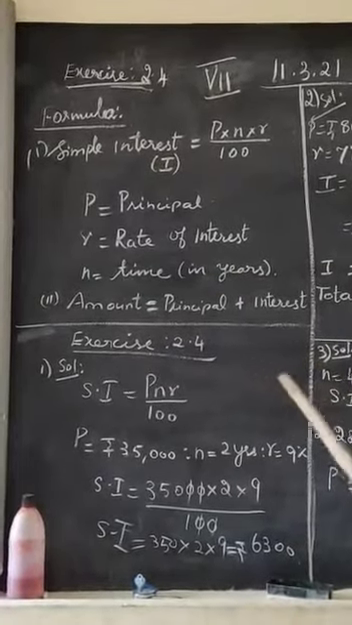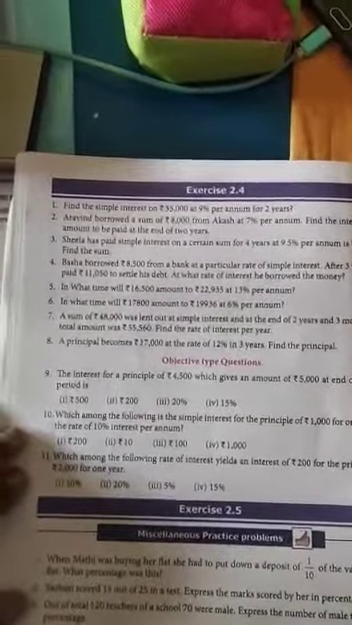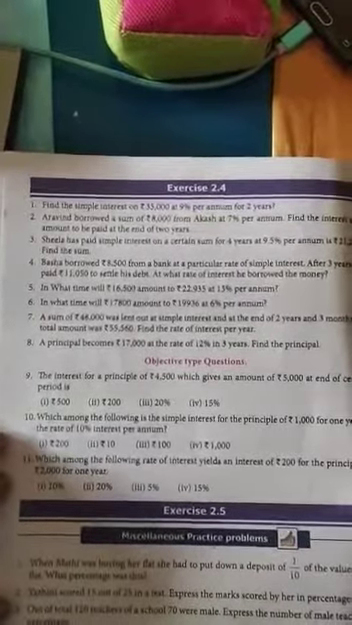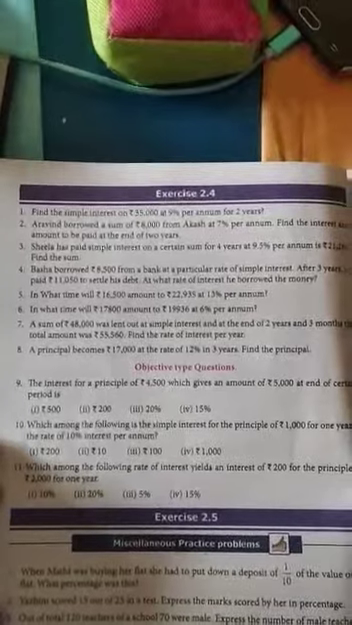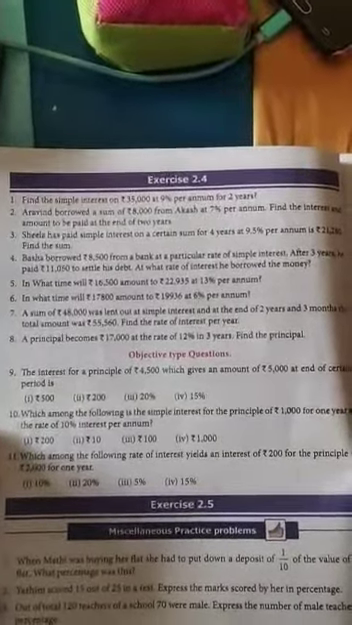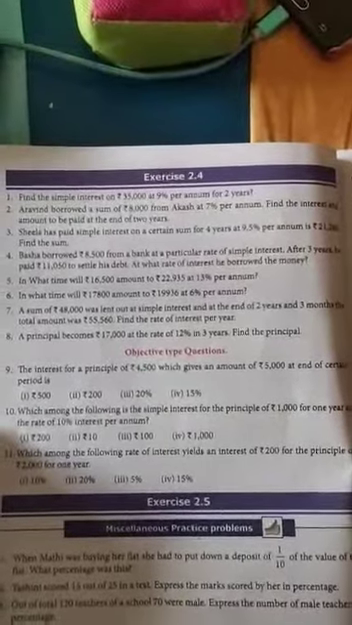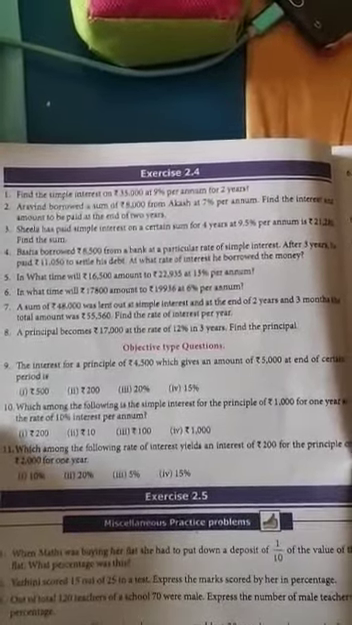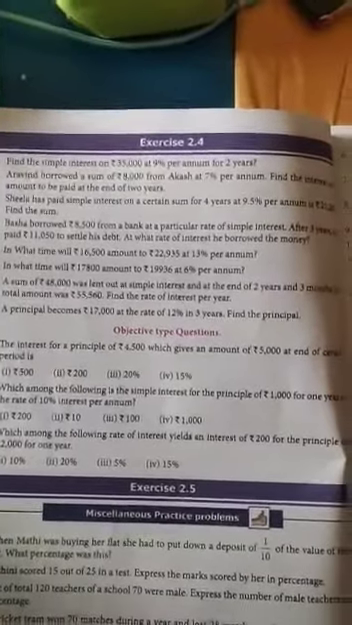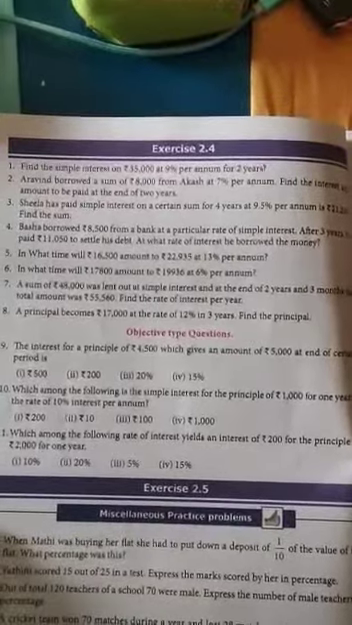Let us see the first problem in exercise 2.4. Find the simple interest on rupees 35,000 at 9% per annum for 2 years. So in this problem, 35,000 is the value of P, the principal amount, and 9% is always represented as the rate of interest. N is equal to time in years, so N is 2 years.